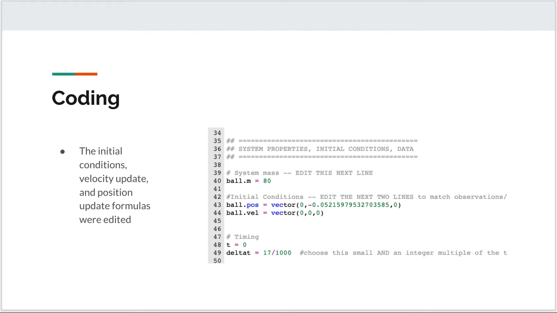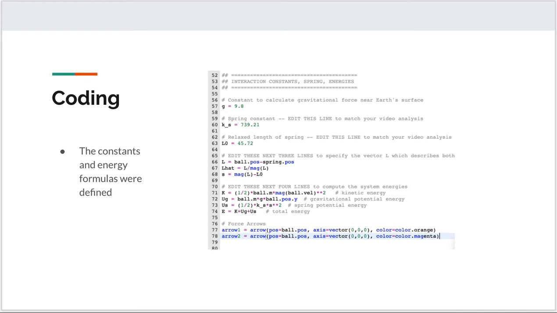Now moving forward into coding, we begin by changing the initial conditions as well as inserting the velocity update and position update formulas. After that, we define some key constants such as the gravitational constant and spring constant, as well as the relaxed length of the spring, which is L naught. Then we also define our different types of energies. That includes kinetic energy, gravitational potential, spring potential, and then the total energy.